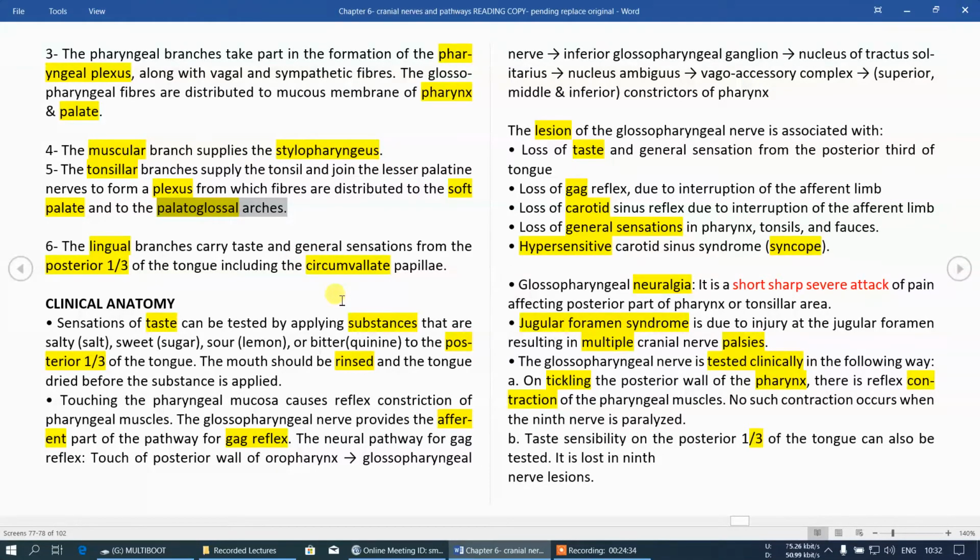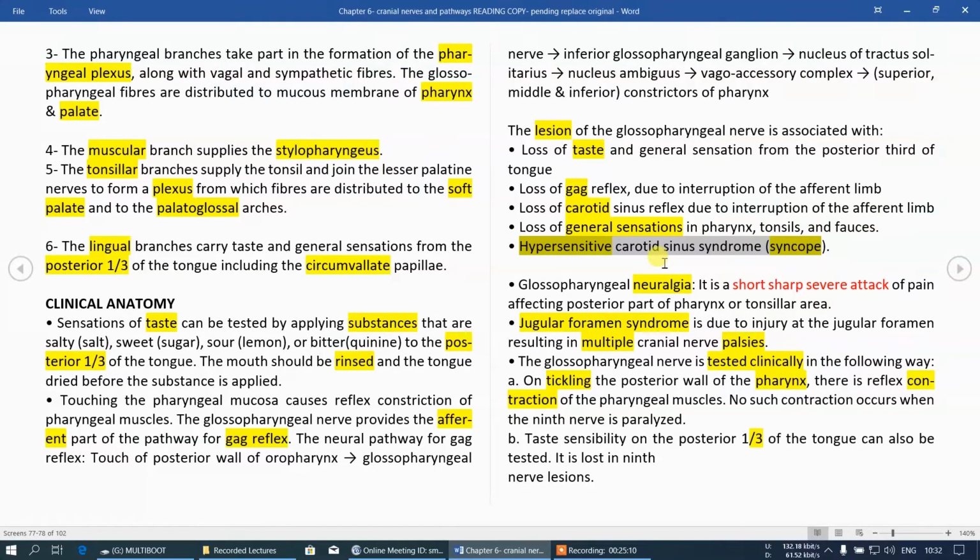Clinical anatomy: lesion or damage to the glossopharyngeal nerve. See, a lesion of the glossopharyngeal nerve will result in loss of all these sensations. So one is loss of taste and general sensation from the posterior one third of the tongue, loss of gag reflex, loss of carotid sinus reflex, and hypersensitive carotid sinus syndrome, that is called syncope.